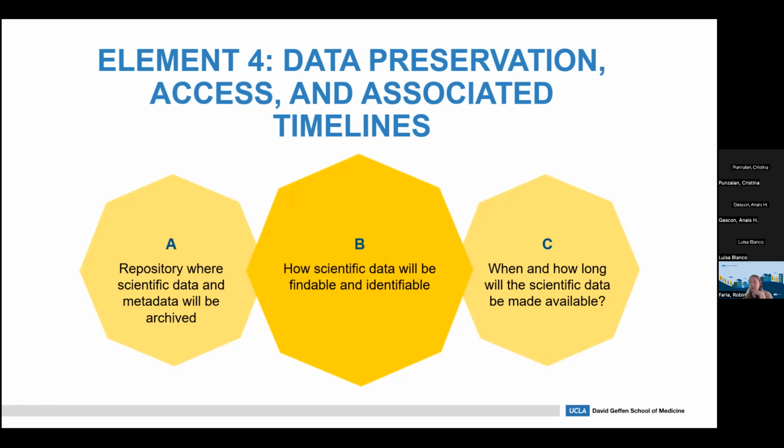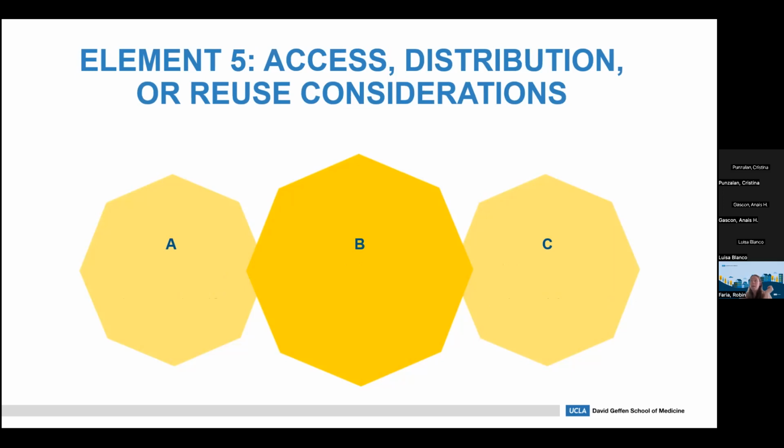So after you've talked about how you're going to preserve the data, how it's going to be accessible, and for how long, the next section, element 5, is about how others can access the data, distribution, or reuse considerations. In this section, you're really talking about the factors that affect the subsequent access, distribution, or reuse of the scientific data.